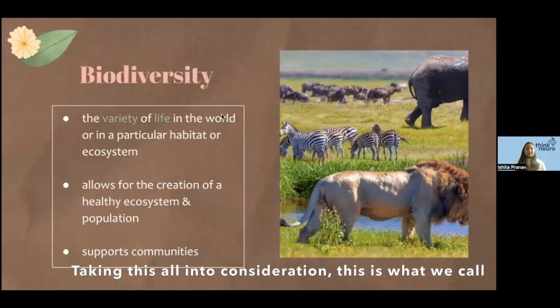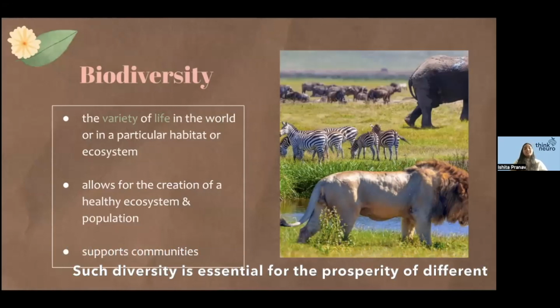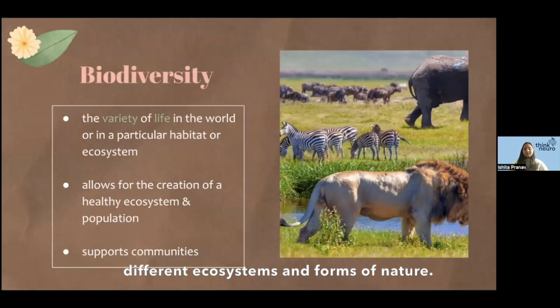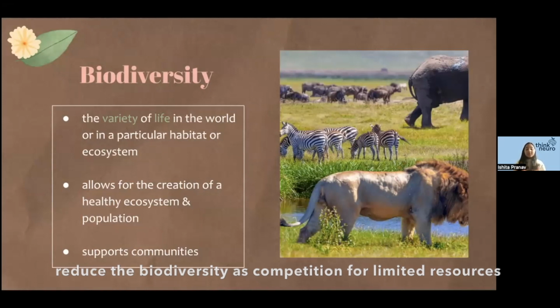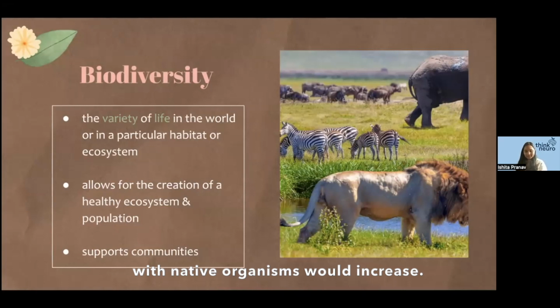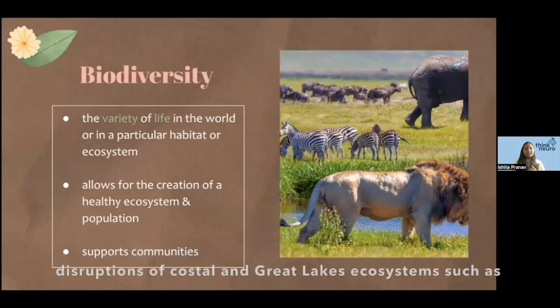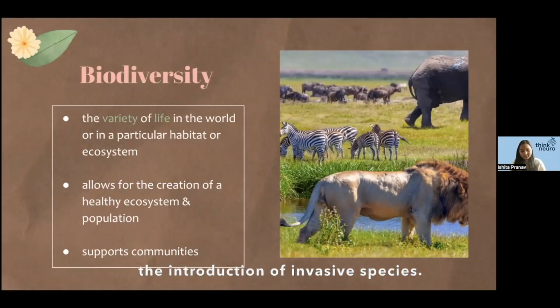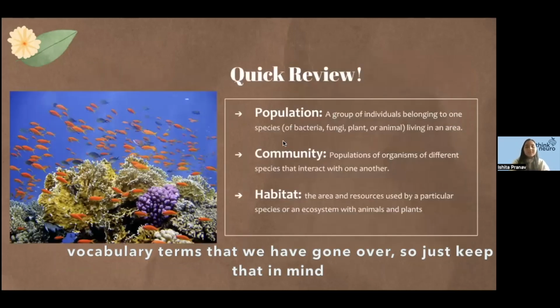Taking this all into consideration, this is what we call biodiversity, the variety of life in the world or in a particular habitat or ecosystem. Such diversity is essential for the prosperity of different ecosystems and forms of nature. However, extinctions of native plants and animals can reduce the biodiversity, as competition for limited resources with native organisms would increase. This can result in huge economic impacts and fundamental disruptions of coastal and Great Lakes ecosystems, such as the introduction of invasive species.